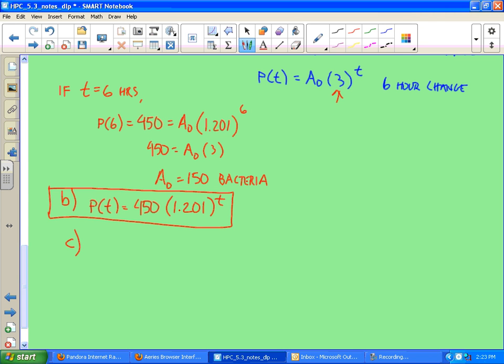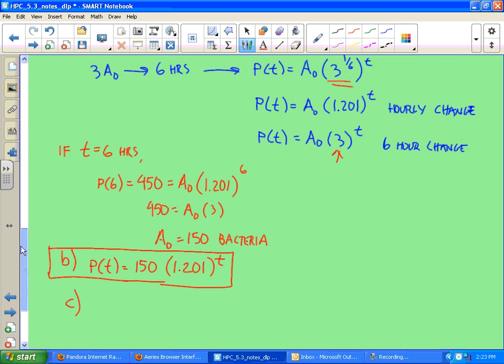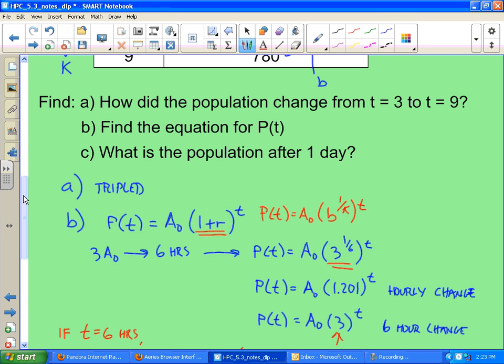Part C now says how much bacteria is there after 24 hours or 1 day. I thought we got the initial value. Oh, yeah. Why did I write 450? It should be 150. Thanks. Yep. All right, there we go. So now part C. What's the population after a day?